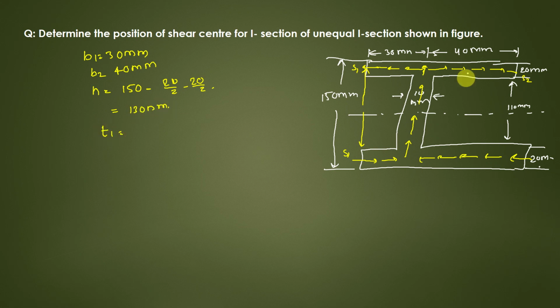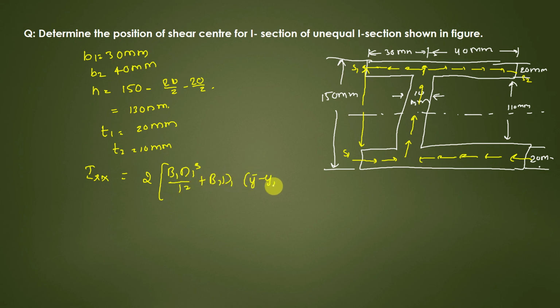Thickness 1, that is the thickness of flange, is given as 20 mm, and thickness of web T2 we have 10 mm. So this is the data we have, and we can easily now find out the shear center, but the only thing we need is the moment of inertia Ixx. For this, let me say 2 into B1 D1 cube by 12 plus B1 D1, that is area, into y bar minus y1 whole square, plus for web simply I will write it as B2 D2 cube by 12.